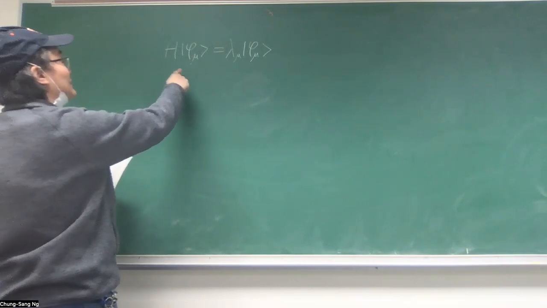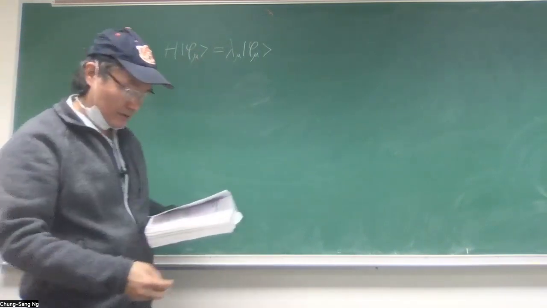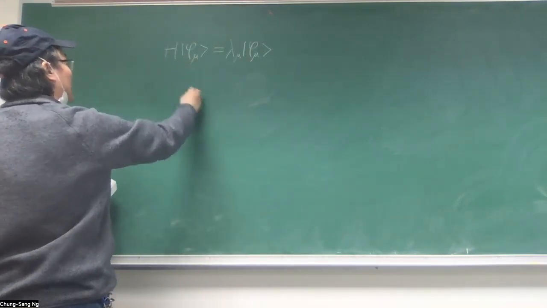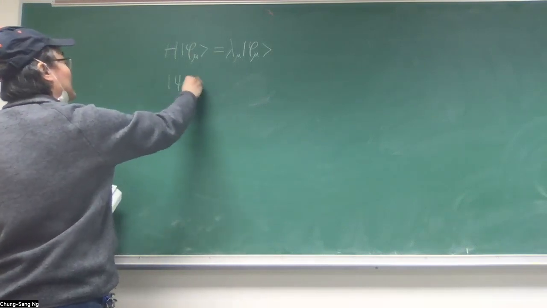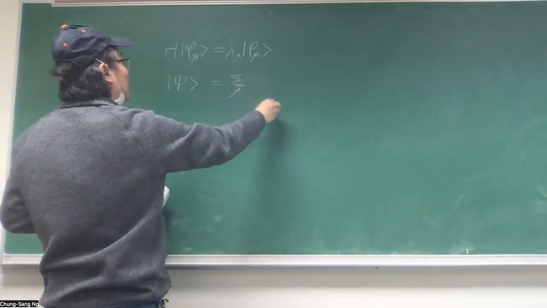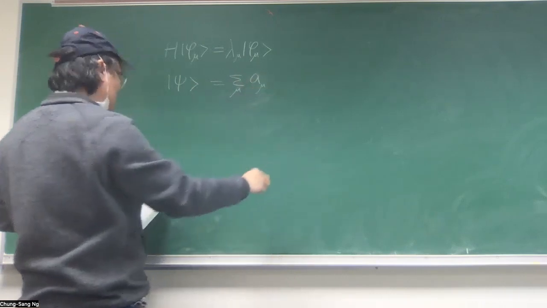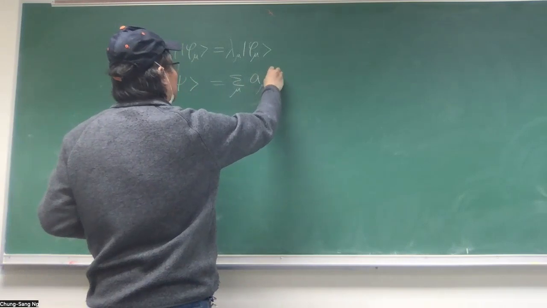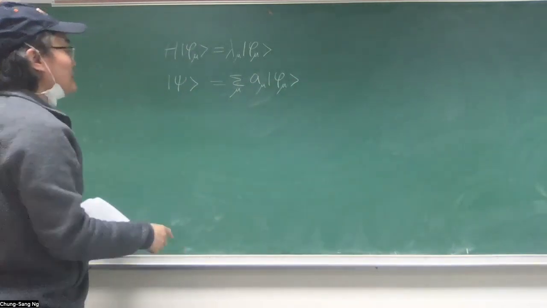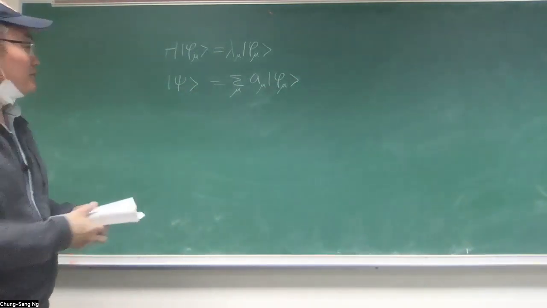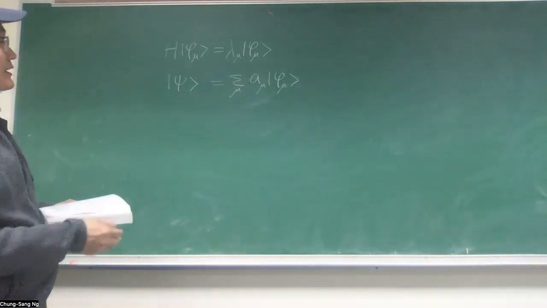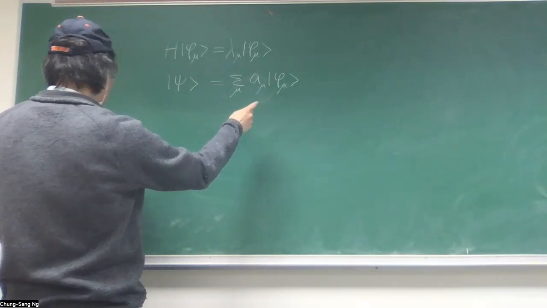So for H Hermitian, all the eigenvalues are real. And then if you have any arbitrary state psi, it's a combination of the phi mu with some coefficients A mu, using the eigenfunctions as basis. Okay, so that's just an expansion of an arbitrary state into the eigenfunction basis.